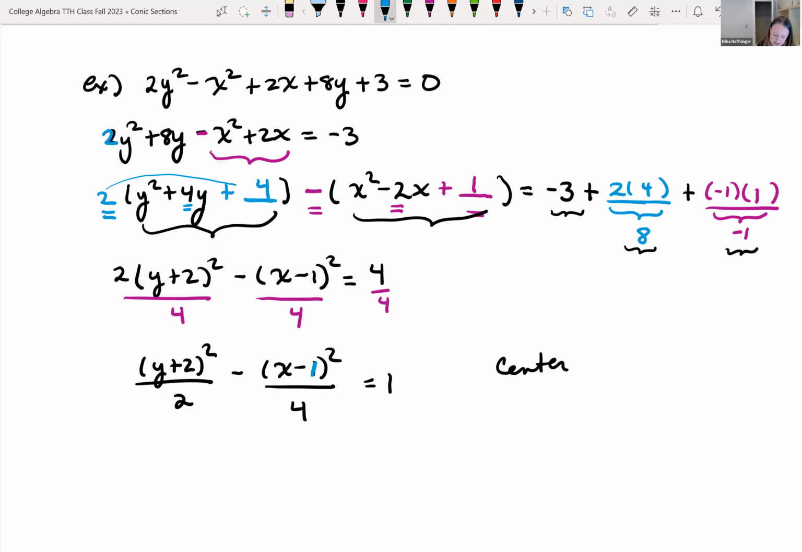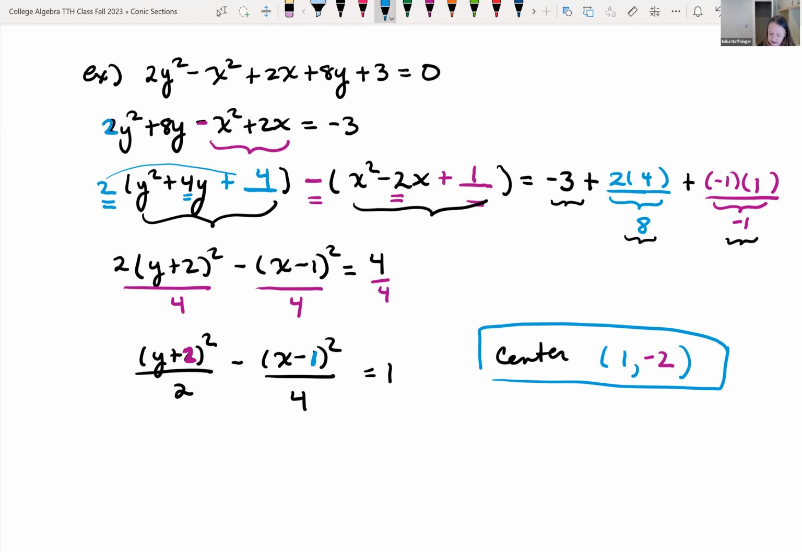H is always with the x value, opposite sign, so +1. K is always with a y value, so -2. So I figured out what my center is. Looking at this, I determine which one is positive. The positive is in front of the y terms. So this tells me right here that my hyperbola shape is facing towards the positive y numbers and the negative y numbers. I know my center here is 1, -2.